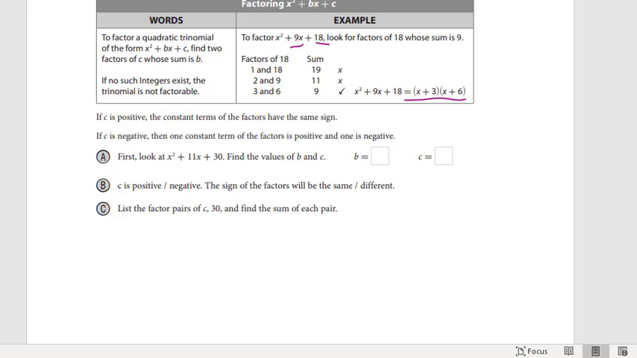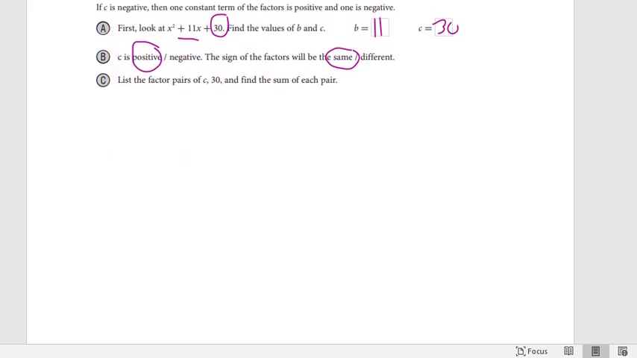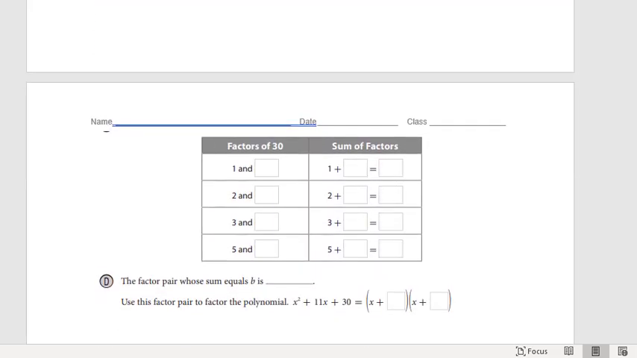All right, we are going to look at x squared plus 11x plus 30. We're going to find the values for b and c. Well, b is right here, so b is 11. C is right there, so c is 30. In this case, it's plus 30, so c is positive. So both of the factors will be the same sign. We're going to look at all of the factor pairs of 30, so everything that multiplies together to get 30, and then find the sum of each to see what works.